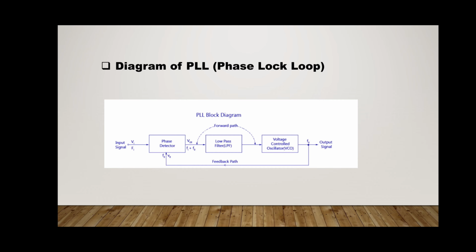VCO stands for voltage controlled oscillator. Then we get F0 as output. F0 goes to the phase detector as a feedback path, and the loop continues. This is the basic idea of the PLL diagram. Let's discuss how the PLL works and its functions.